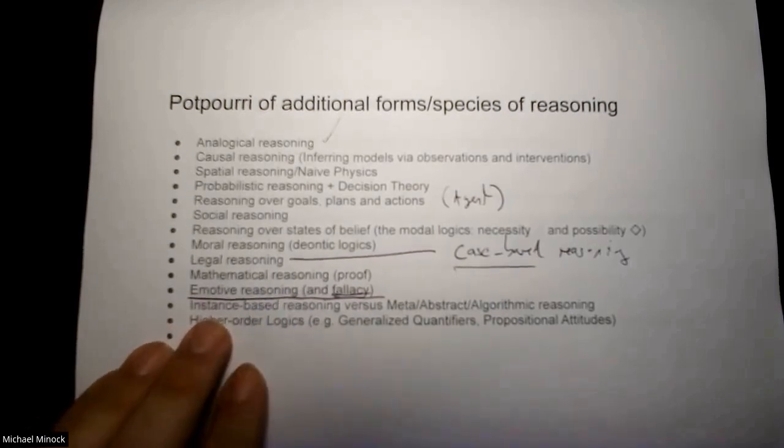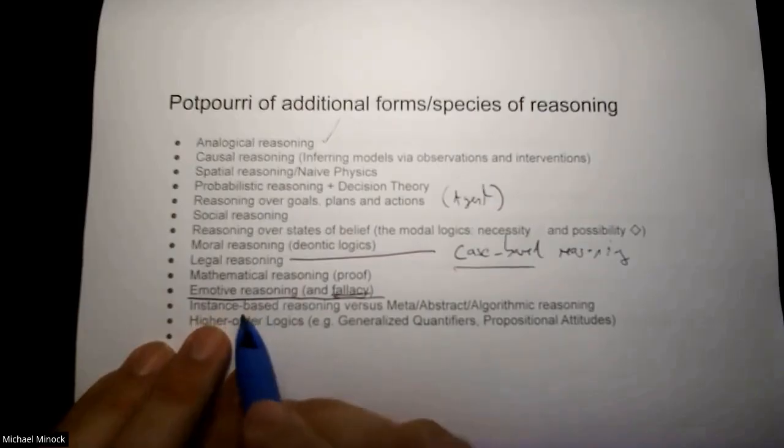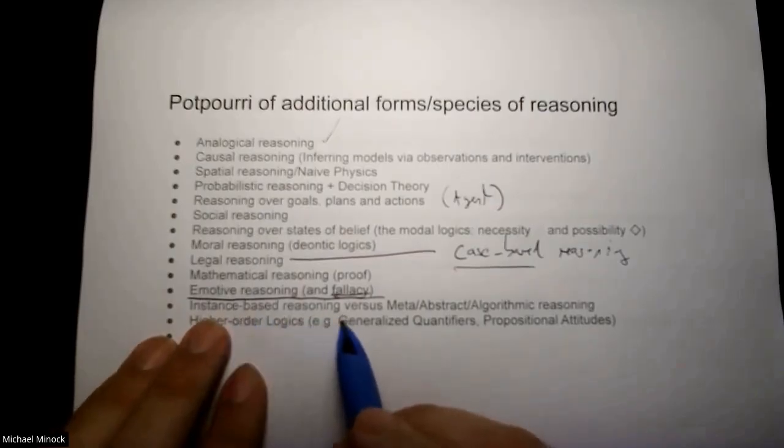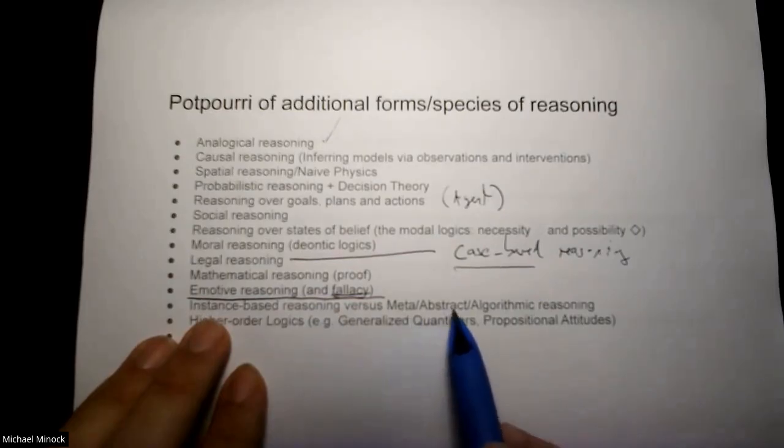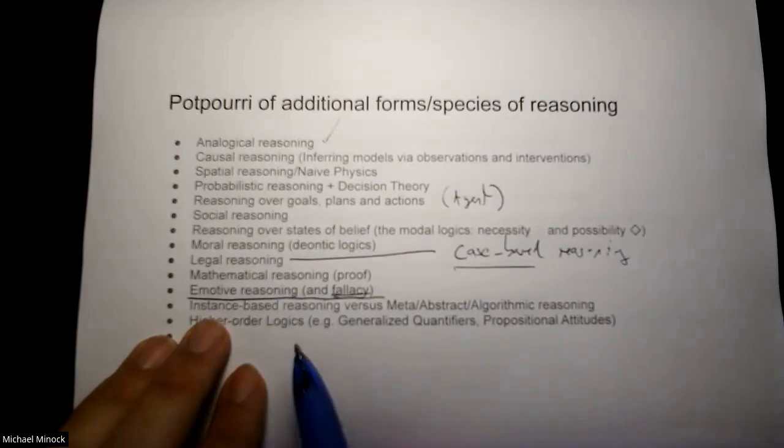I think I touched on this a second ago with the math example, where we can talk about instance-based reasoning. So we're talking about a particular case of Bill and Sally and what their ages are, versus meta-abstract or algorithmic reasoning, where we're talking about something that would solve the whole class of problem. Okay, so we're reasoning at a much more abstract level. The latter is much harder than the instance-based.